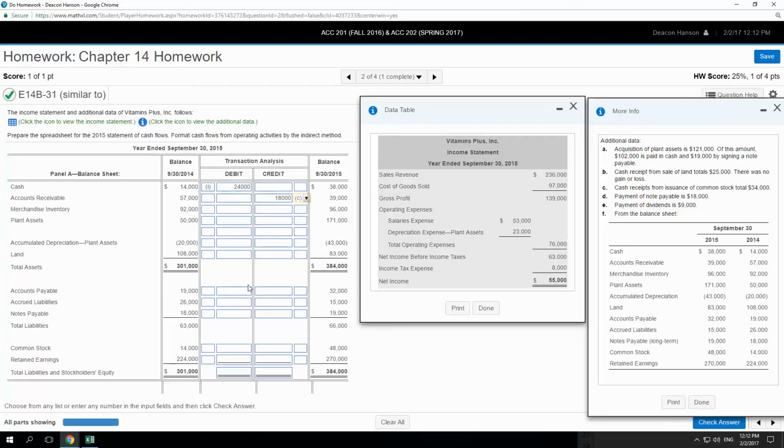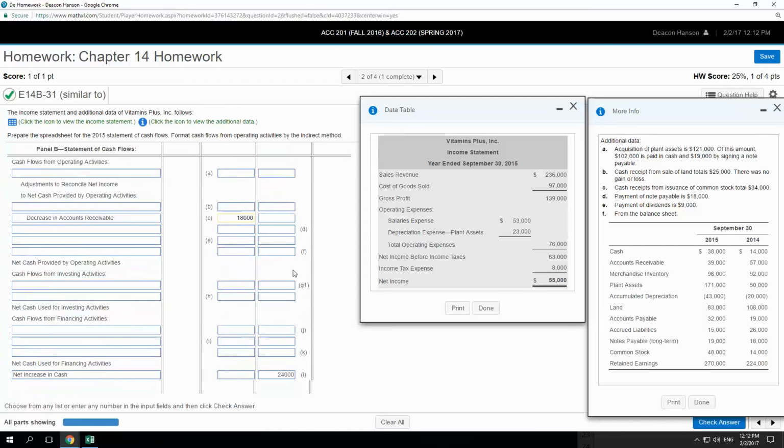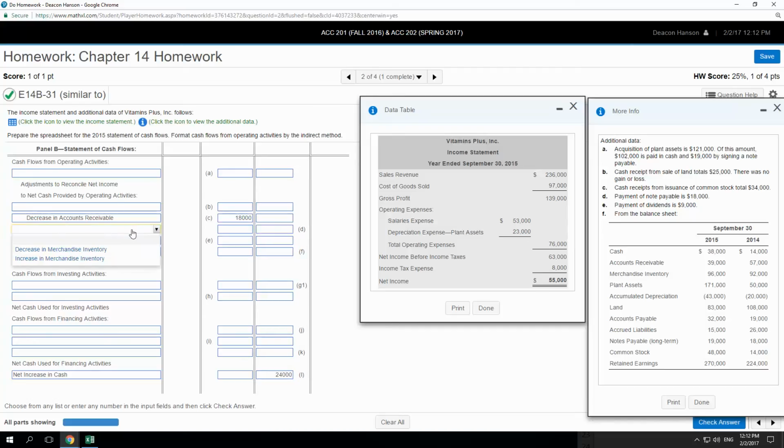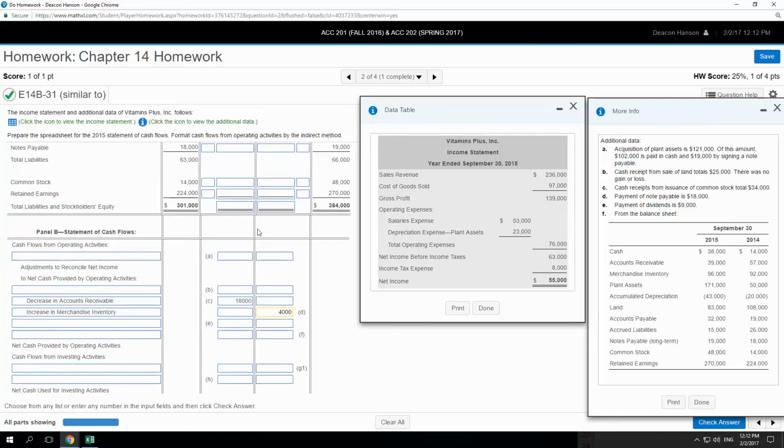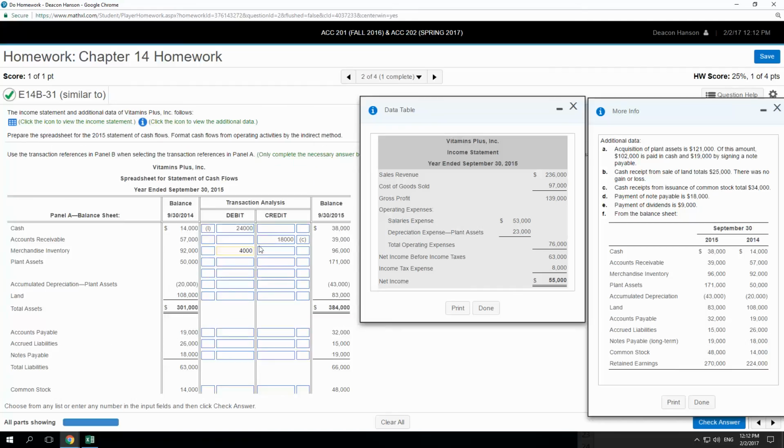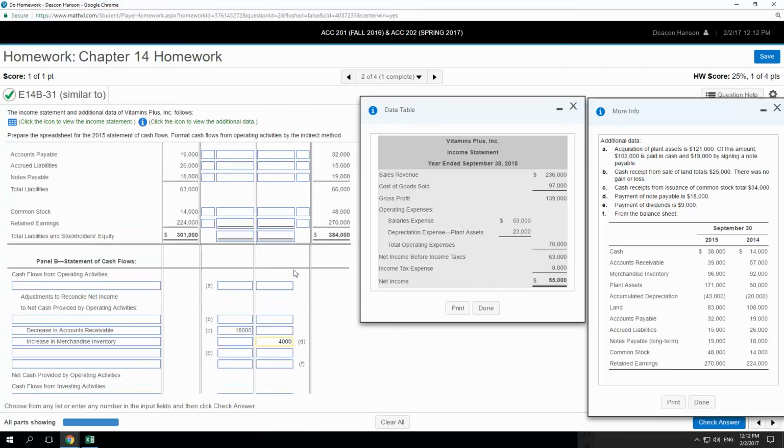Let's see what happens to merchandise inventory. Merchandise inventory actually goes up by 4,000. So that would have been a $4,000 debit to merchandise inventory. Any increase in a current asset is subtracted from net income, so on our cash flow statement, it's going to show up as a reduction to net income. Increase in merchandise inventory would be letter D, and that was 4,000. So we're going through it real quick again. That's cross-referenced to letter D here.